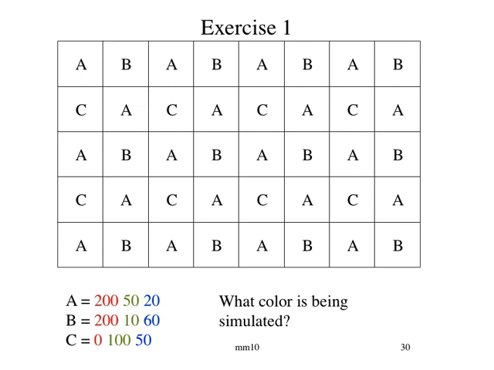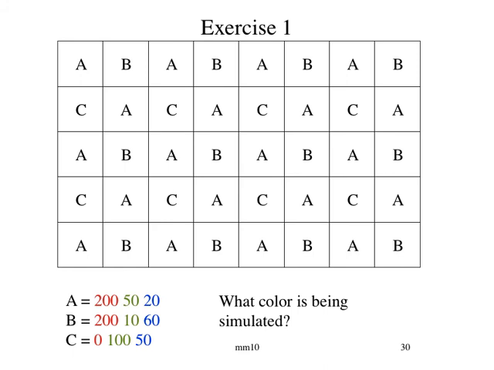Here the pattern is more complex. We have 3 A's, 1 B, and 2 C's. So when working out the redness, we have to get the average redness, but we have to count the A's 3 times, so it's 200.